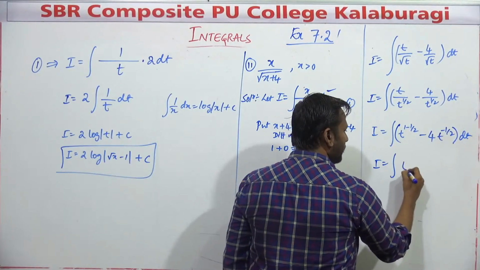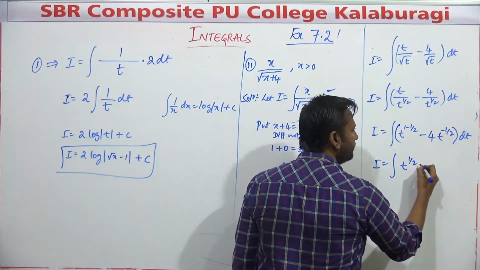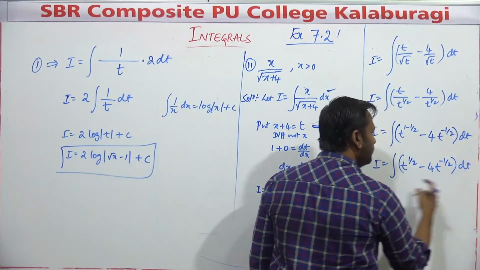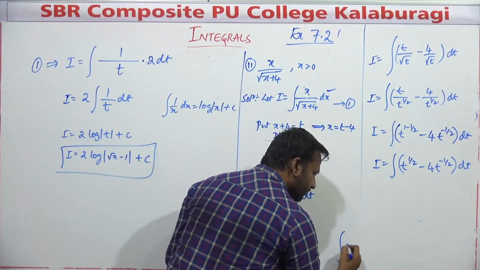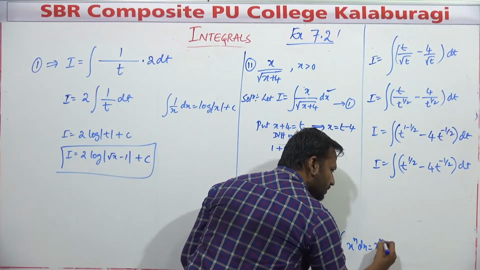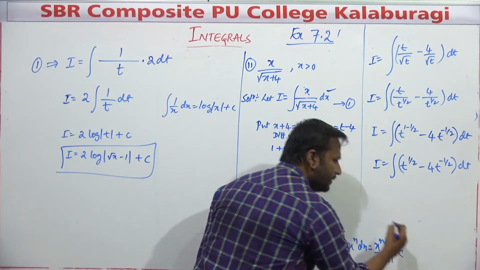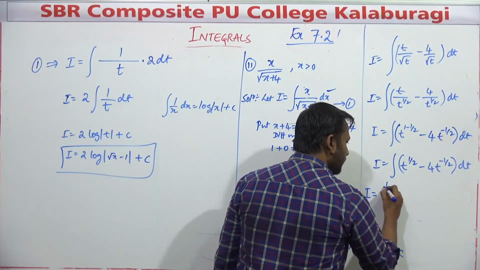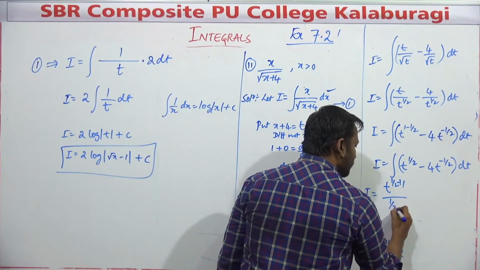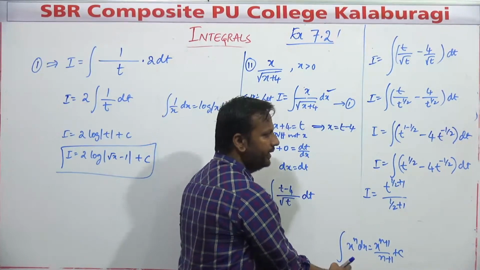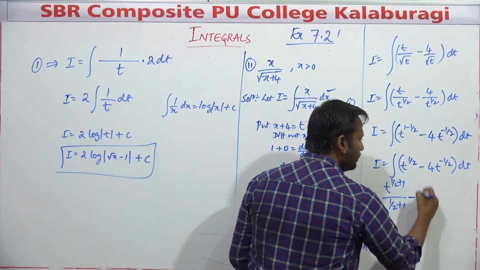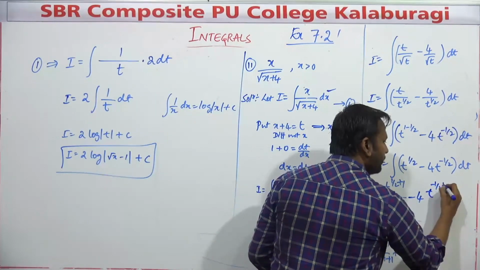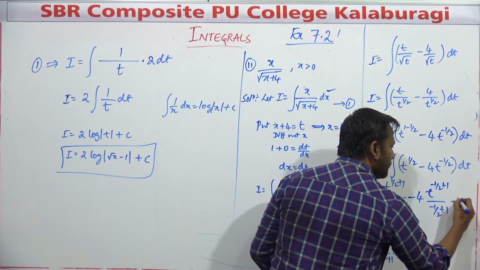So again, what is 1 minus half? 1 minus half is half. Minus 4 times t to the power minus half. Right? So now this is in the form of x raised to n dx. We know this formula, x raised to n plus 1 by n plus 1 plus c. Apply that. Rest all things you know how to do. t raised to half plus 1 divided by half plus 1. Minus 4 constant as it is. Again, this is in this format: t to the power minus half plus 1 divided by minus half plus 1, plus c.